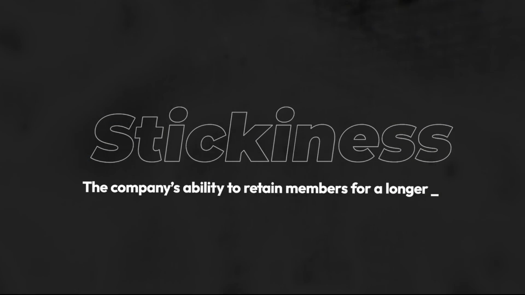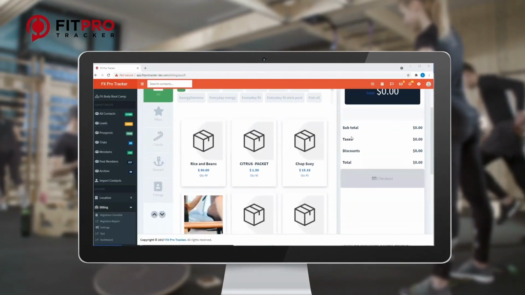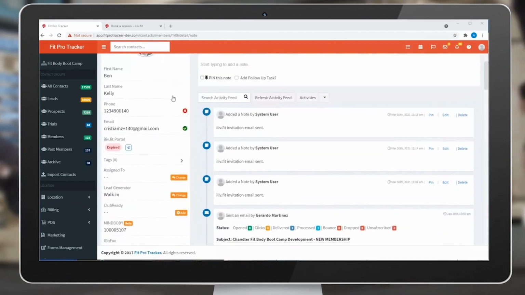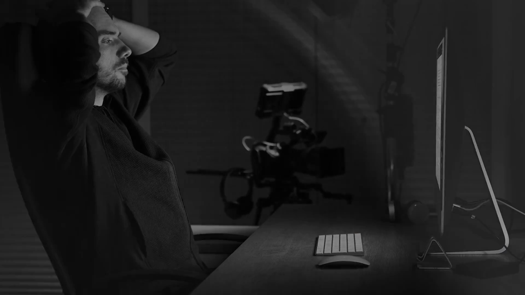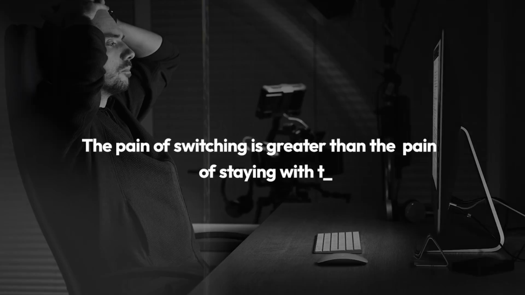In business, stickiness means the company's ability to retain members for a longer period of time. For example, software like CRMs, they tend to have a lot of stickiness, and switching CRMs can be a nightmare for people, and they'll stay longer with the CRM they don't particularly like simply because the pain of switching is greater than the pain of staying with the current option.